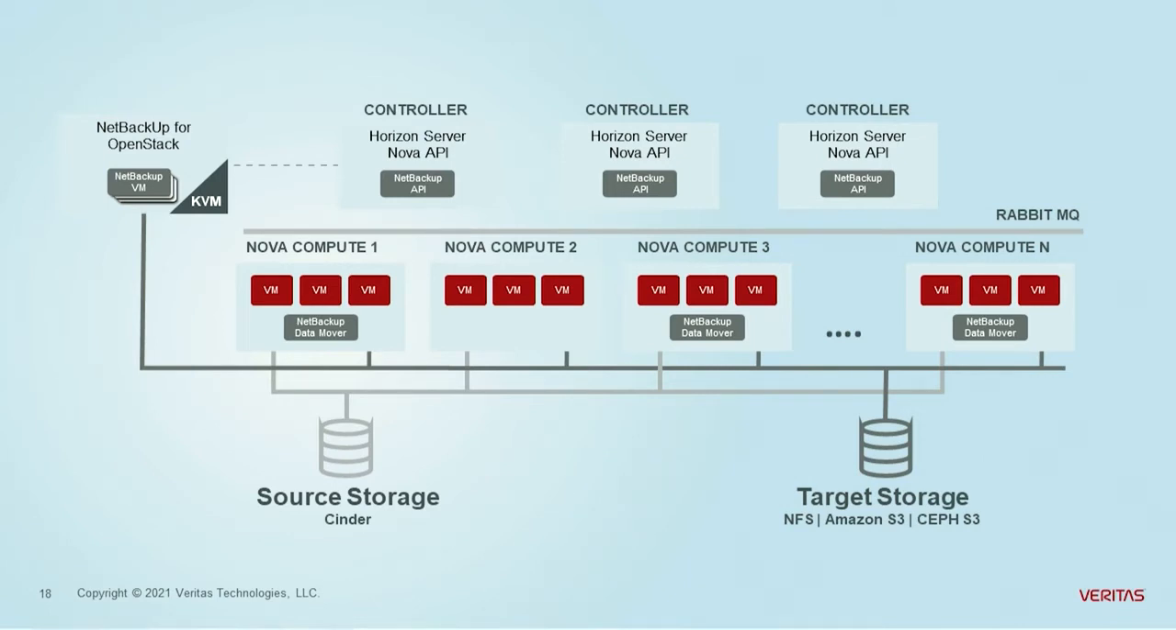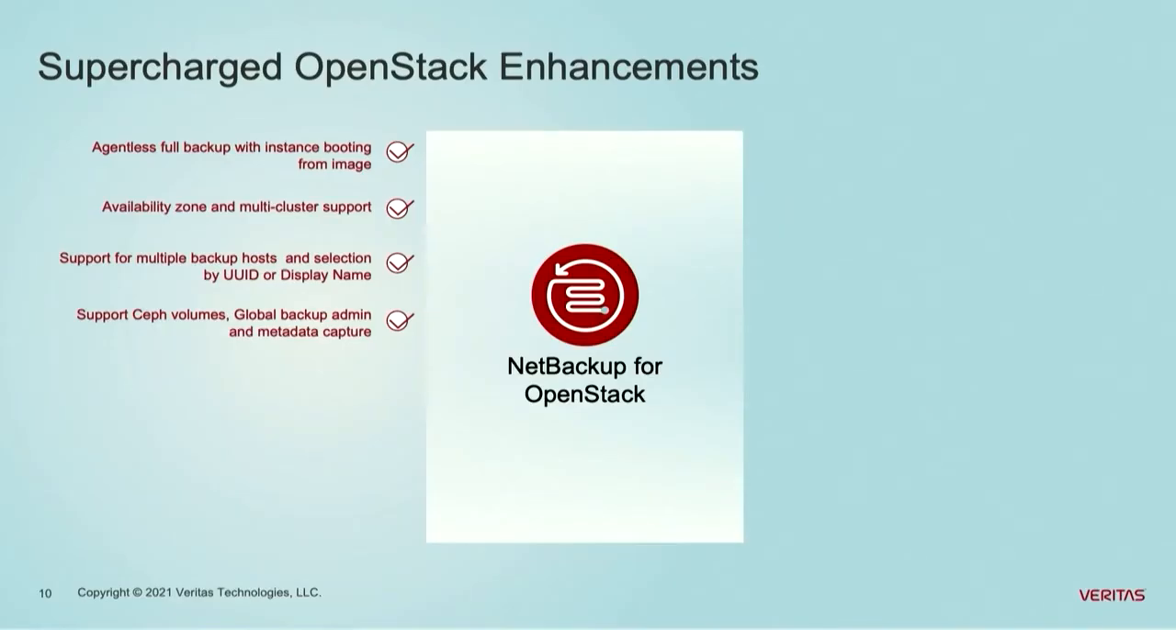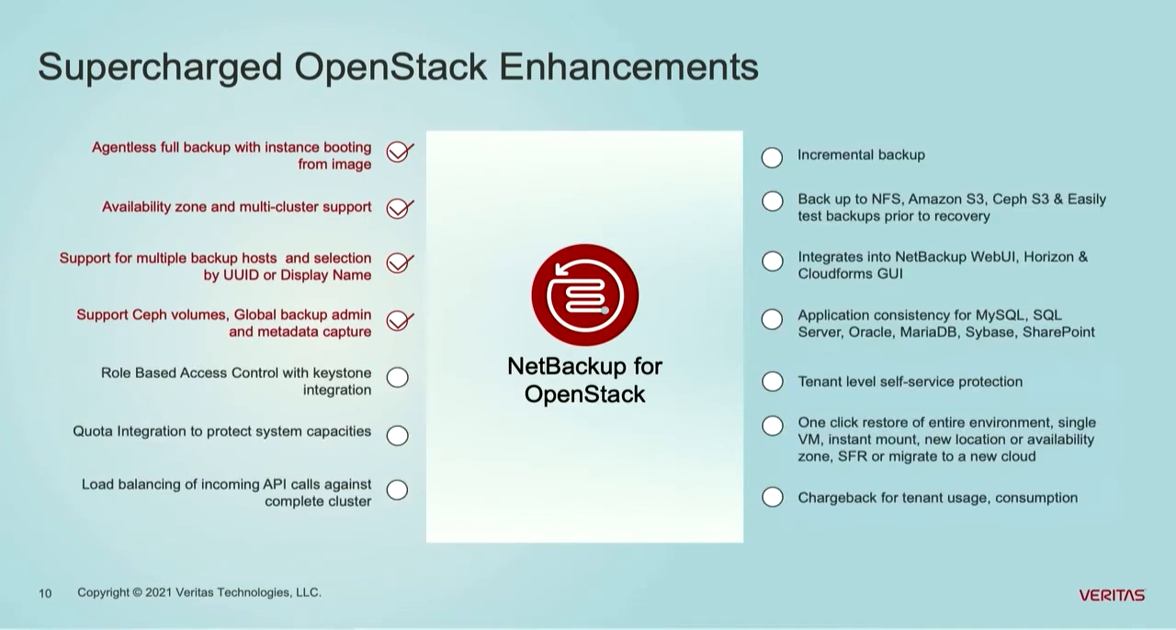So many of you are asking, what's different between our old version? Because we've had NetBackup for OpenStack for a while. So we've had in the past agentless full backup instances and availability zone and multi-cluster support. But now we've supercharged NetBackup for OpenStack.